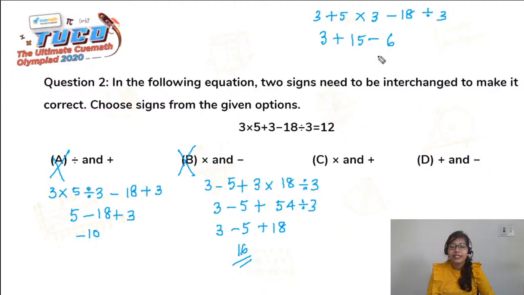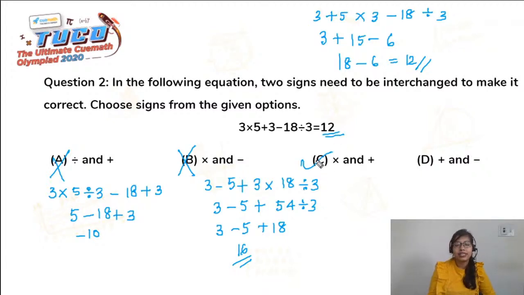And from here, what can we say is 3 plus 15 is going to give us 18 and 18 minus 6 is going to give back a 12, which is correct. It's matching with the same answer and hence option C is the correct interchange, or you could say correct replacement. Okay. So I hope everybody was clear with this. For such kind of questions, you can always go ahead with substitutions and do it.